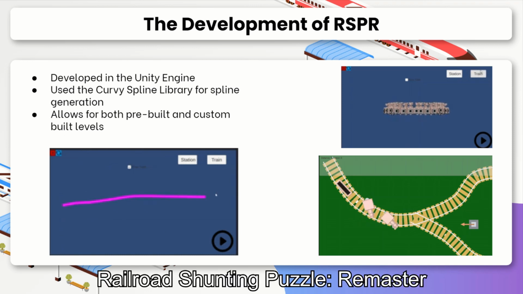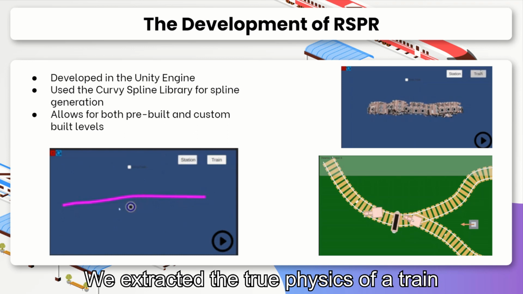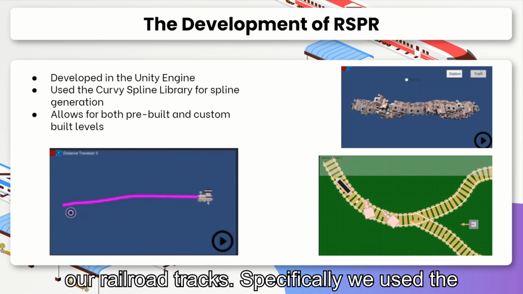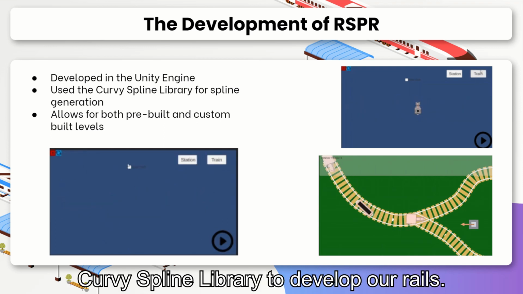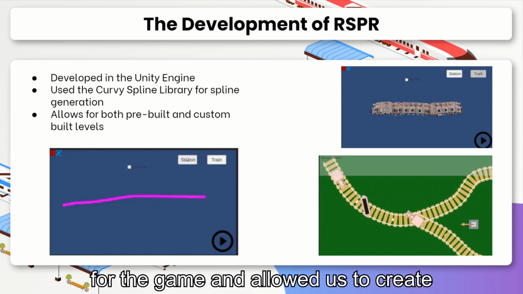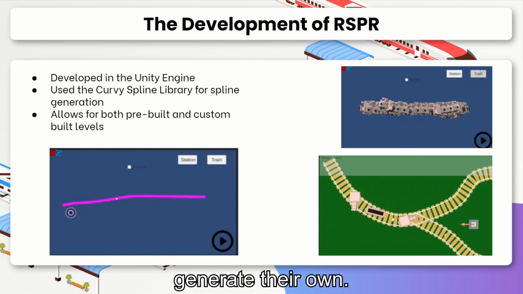Rail Shunting Puzzle Remaster was developed in the Unity engine. We have extracted the true physics of a train in the real world using splines to act as our railroad tracks. Specifically, we used the Kirby Spline library to develop our rails. This allowed us to easily develop puzzles for the game and allowed us to create the level creator for our players to be able to generate their own.